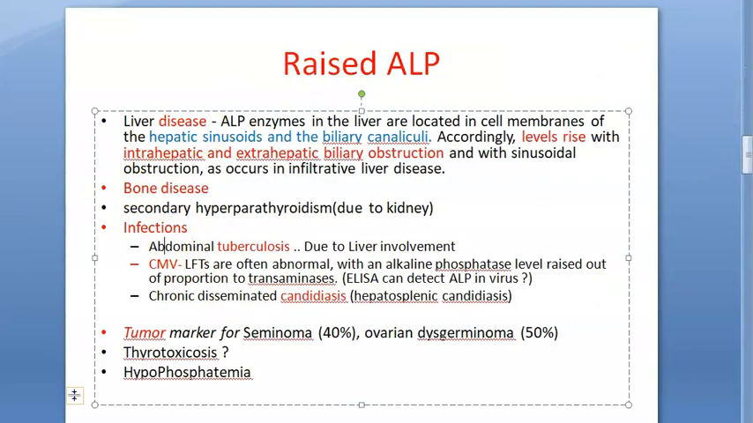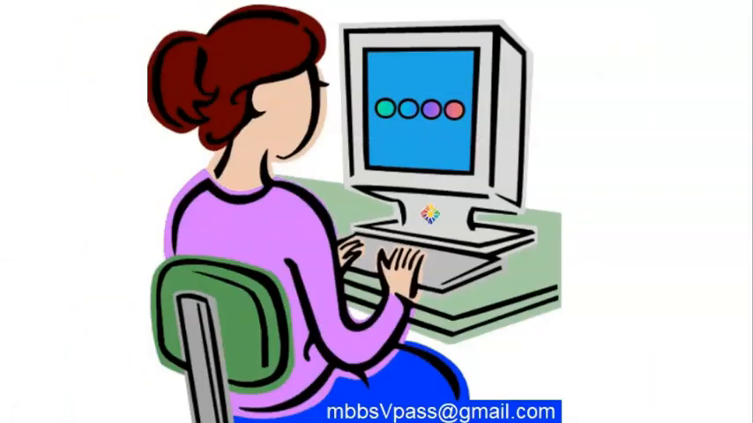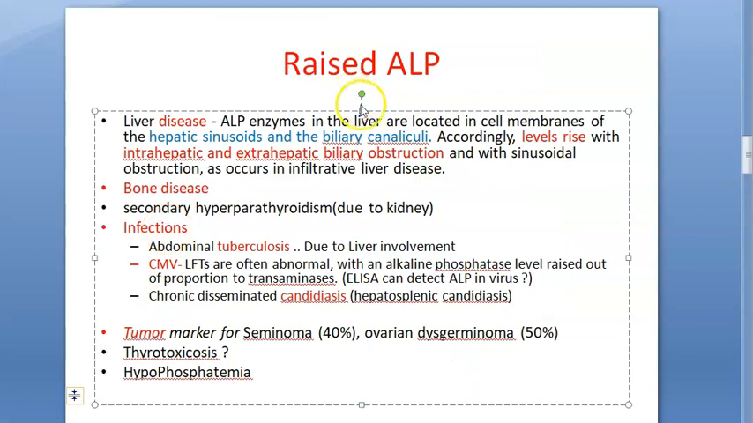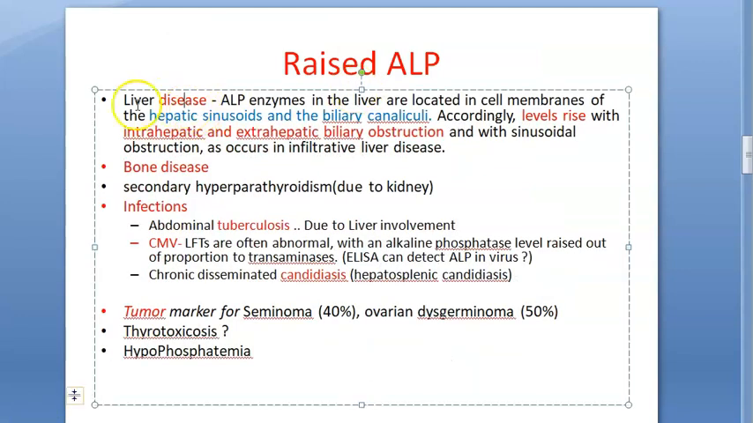So we are going to the red ones, guys. Are you focusing here? So we finished what all? Bone growth, bone metabolism. Then we looked at puberty and then pregnancy. Now let's go to the other things which we have marked as red. See, liver disease. Say it: liver disease, bone disease, infection, tumor.